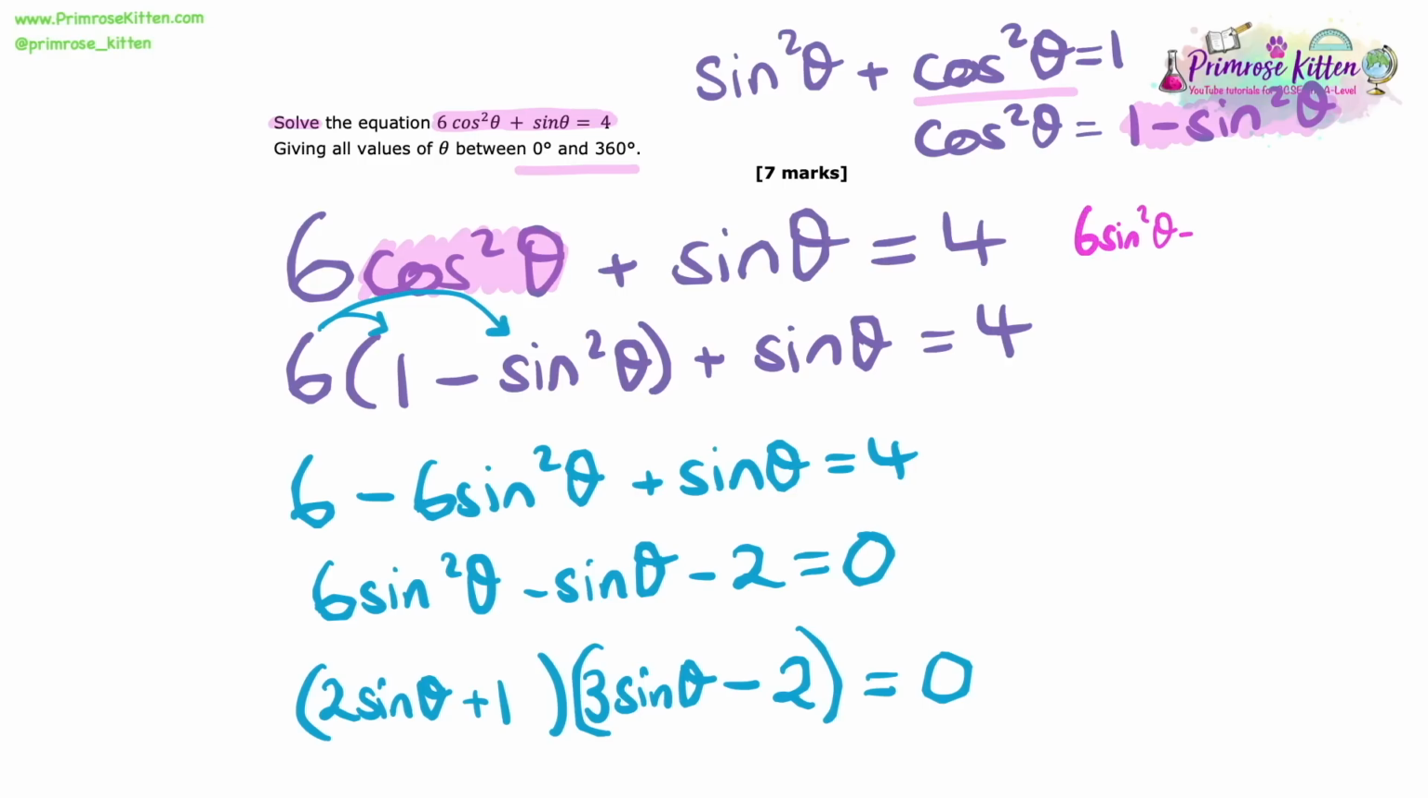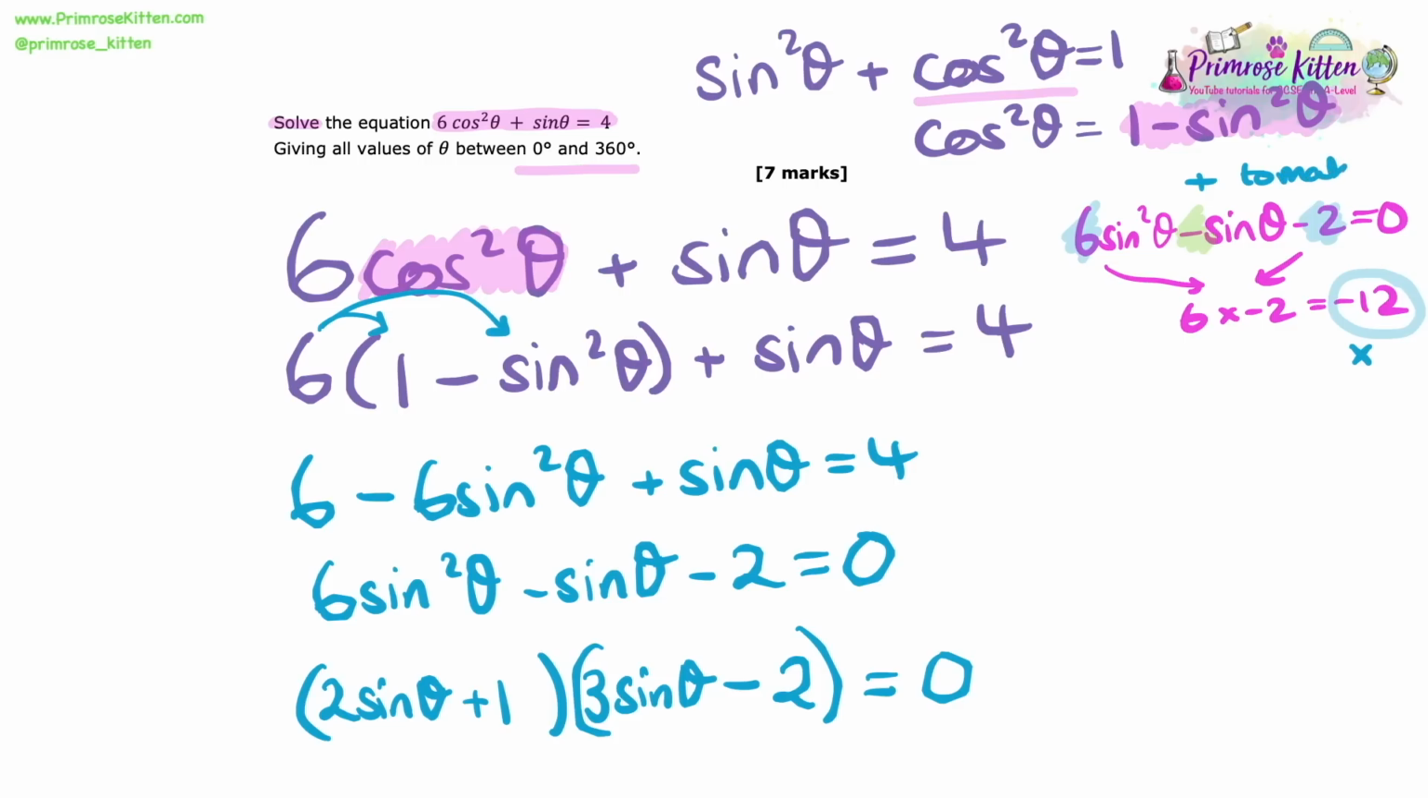I'm going to write out the equation again here. What I like to do in these questions is look at the coefficient of the squared and the number all by itself, and multiply those together. So multiplying 6 and minus 2 together, I get minus 12. Now I'm going to find a pair of numbers that multiply together to make minus 12, but that add together to make the coefficient of just sine theta, or x, which is minus 1. So we need two numbers that multiply to give minus 12 and add to make minus 1. Thinking about that, minus 4 and 3 would work well.